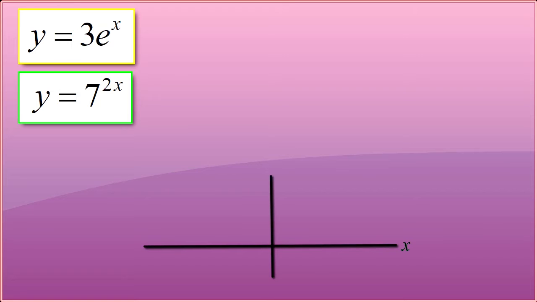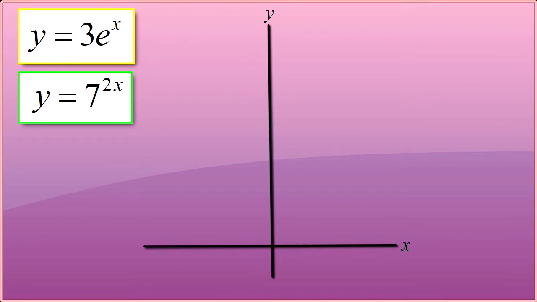Let's start out by drawing x and y axes. Pause here if you'd like to try the example yourself. The coefficient tells us the y-intercept. The first exponential function intersects the y-axis at y equals 3, and the second exponential function intersects the y-axis at y equals 1, not at y equals 7.